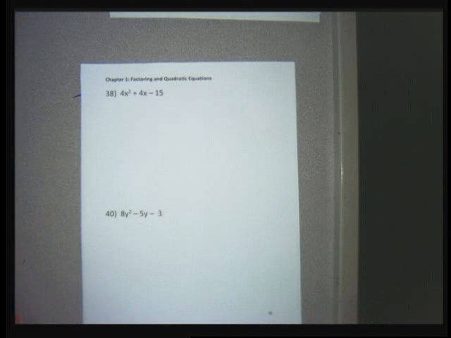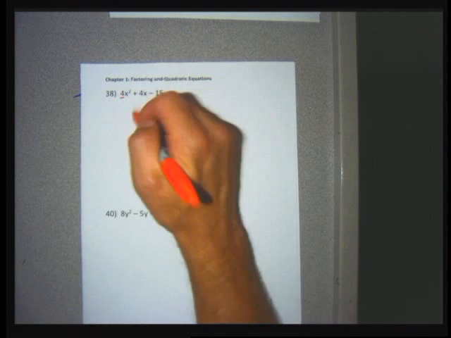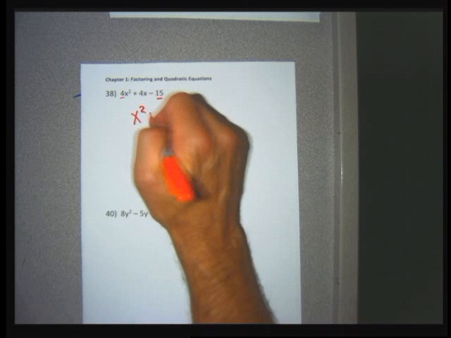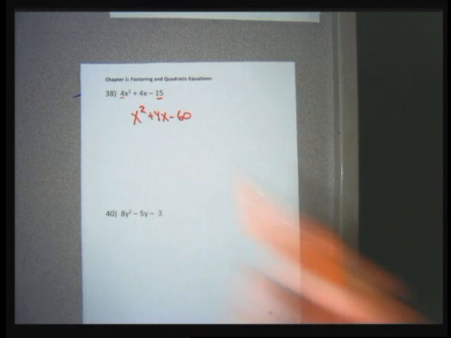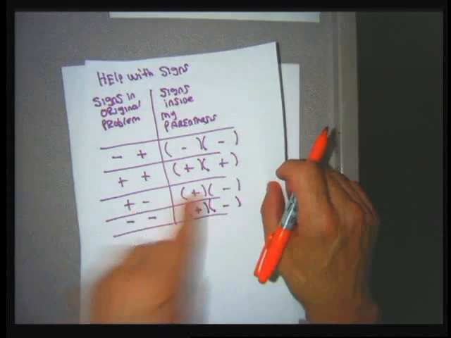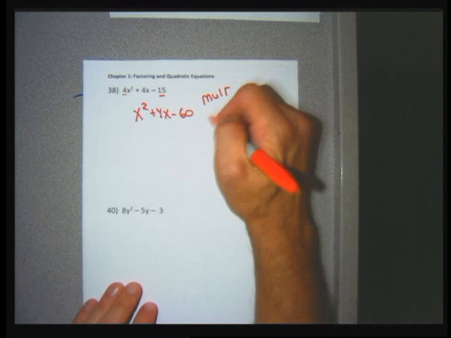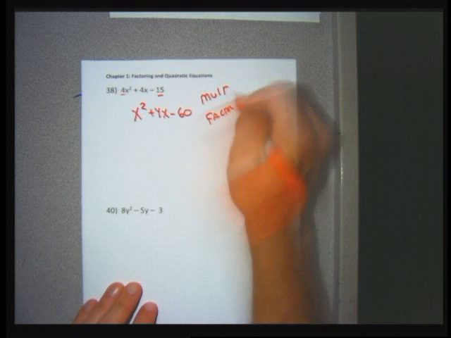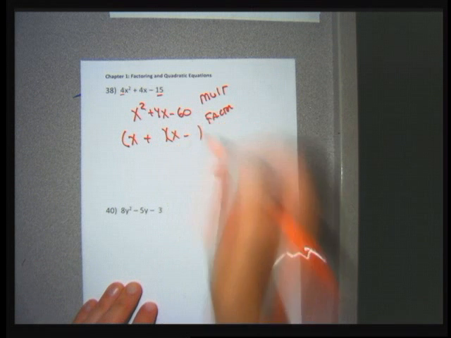38, same thing. I'm doing bottoms up, so I'm going to multiply first. Multiply this 4 and that 15. I get x squared plus 4x minus 60. My signs, because this is a plus first and a minus second, get one plus and one minus. So when I go to factor this, because it's multiply and then factor, I know my firsts are going to be a couple of x's. My signs are a plus and a minus.